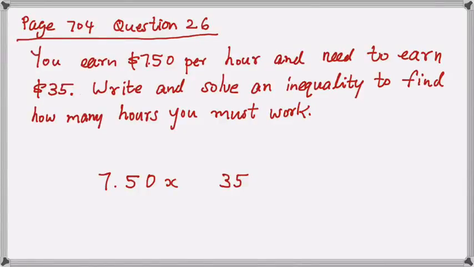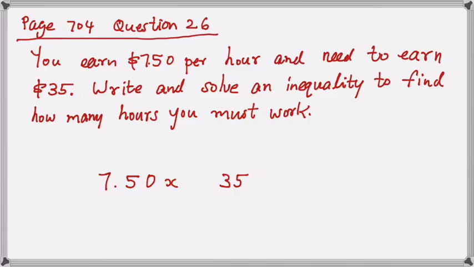Alright, read the question carefully. You earn $7.50 per hour and need to earn $35. Okay? Write and solve an inequality to find how many hours you must work. That's the question. So you need to earn at least $35, and $7.50 is the amount of money that you make in an hour.